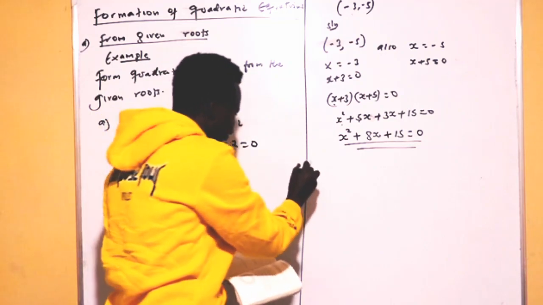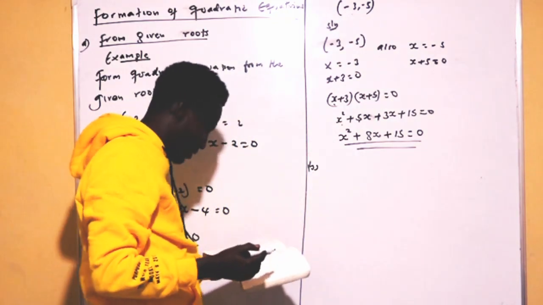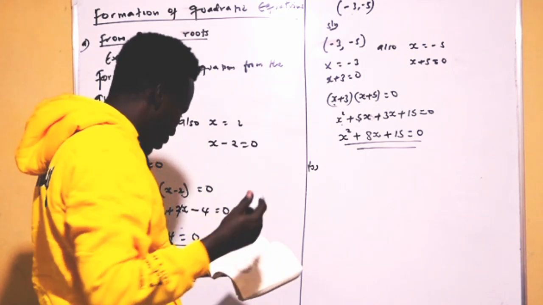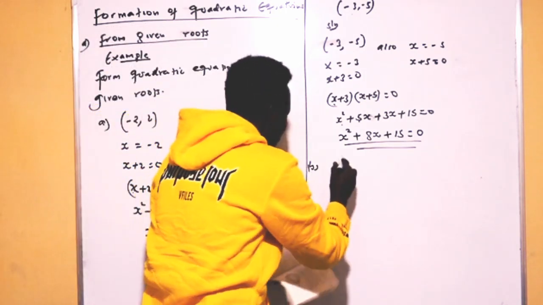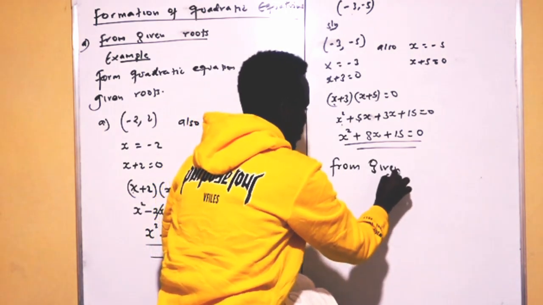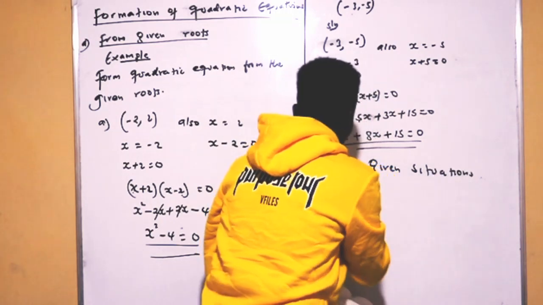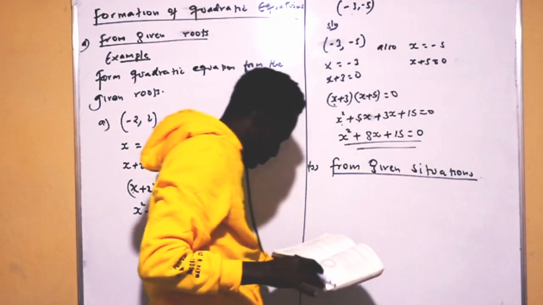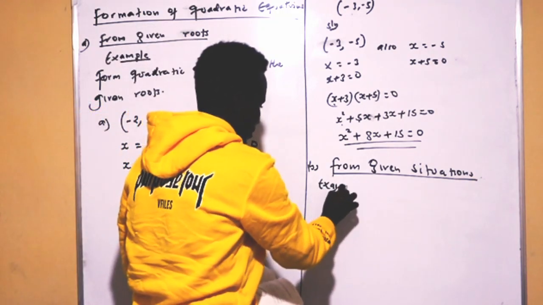Then the second part, the second way of forming a quadratic equation, is forming a quadratic equation from situations. Let's say from given situations. Let me write the first example here without wasting time.